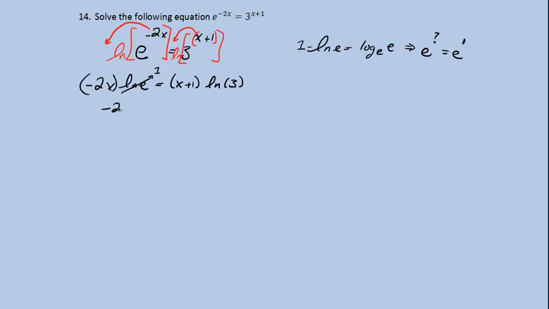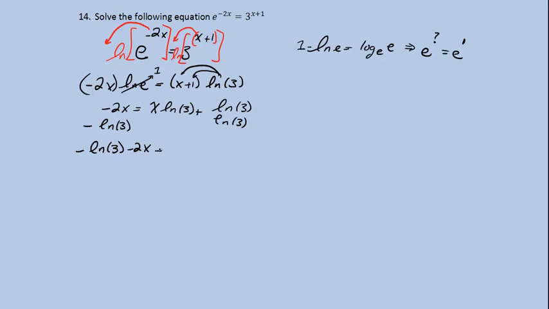So here we're going to have negative 2x is equal to x plus 1 times ln of 3. In order for us to solve, we have to get our x's on the same side. So I'm going to distribute this ln of 3, so I'm going to have x ln of 3 plus 1 times ln of 3, which is just ln of 3. Then I'm going to subtract ln of 3 on both sides, so I'll have negative ln of 3 minus 2x equals x ln of 3. Now I'm going to add 2x on both sides, so I will have negative ln of 3. The 2x and negative 2x cancel, and we'll have x ln of 3 plus 2x.